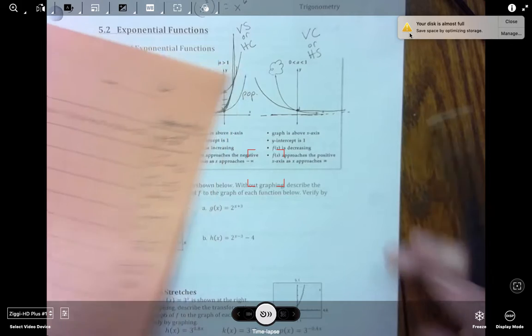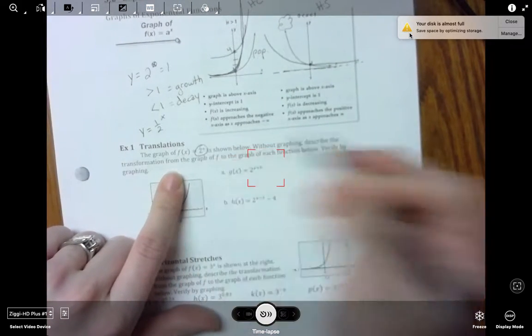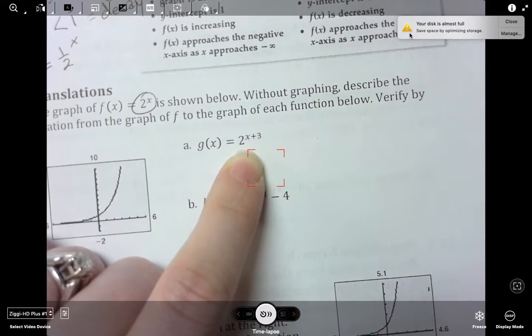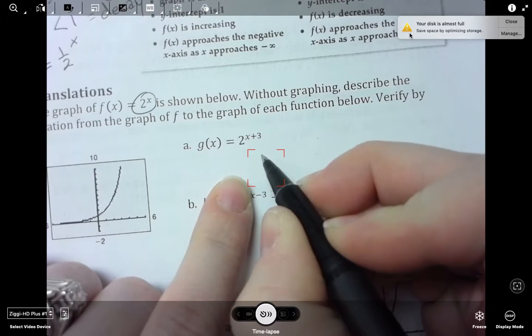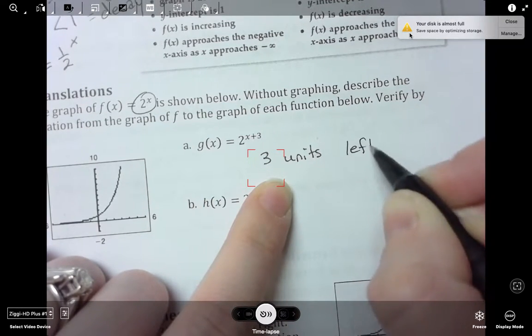Okay, so example 1, translations. If we're starting with 2 to the x power, they want to know what 2 to the x plus 3 will do. Let me zoom in. 2 to the x plus 3. This is just going to move him 3 units to the left, because plus means left.